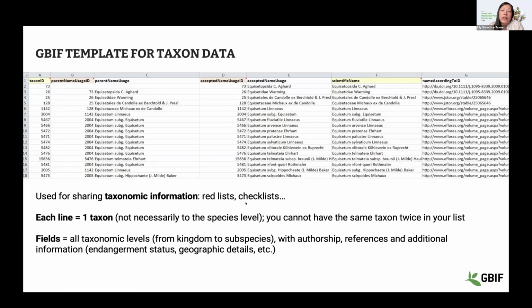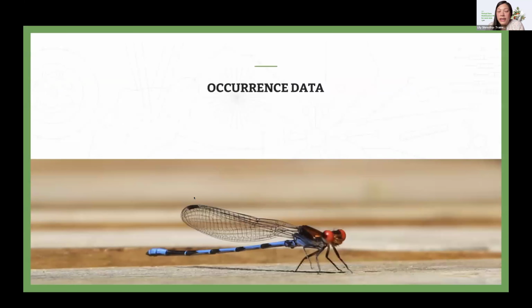In taxon data, we'll have information on the taxonomic information of a species, including full name, authorship, any relationship to other taxa, and so on. So based on the data we have, we can provide information on taxon data. The next type, the most common, is the occurrence data, and I'll be giving some examples of where the occurrence data can come from.